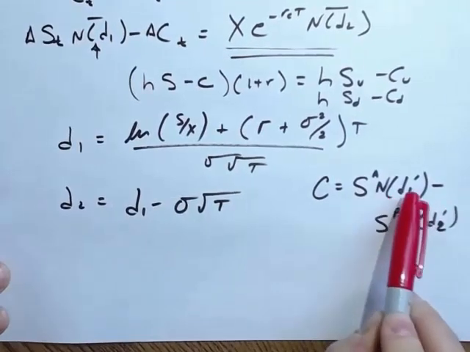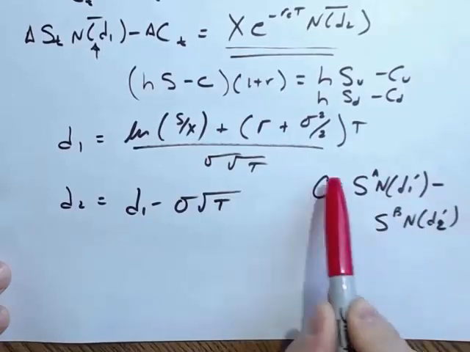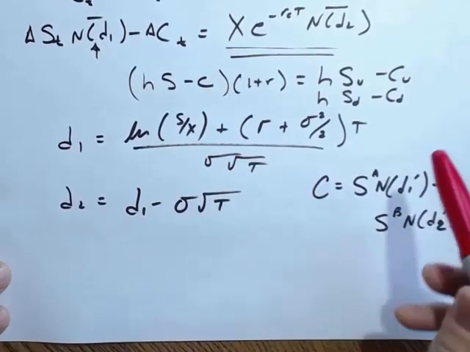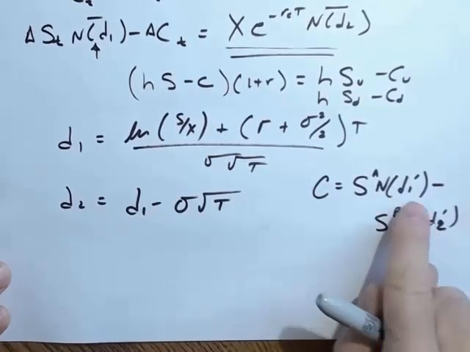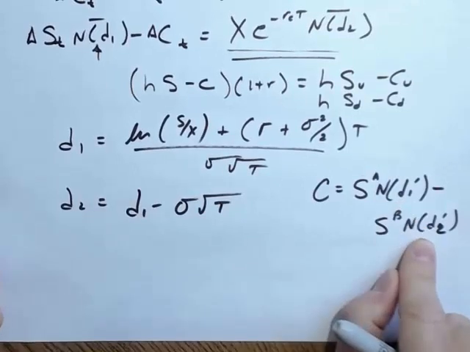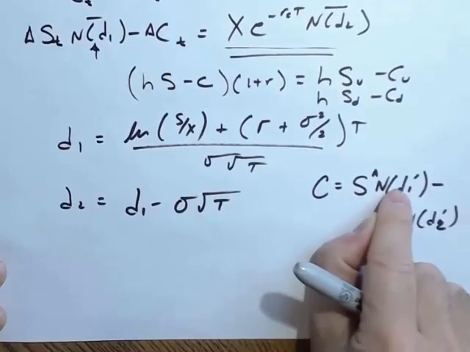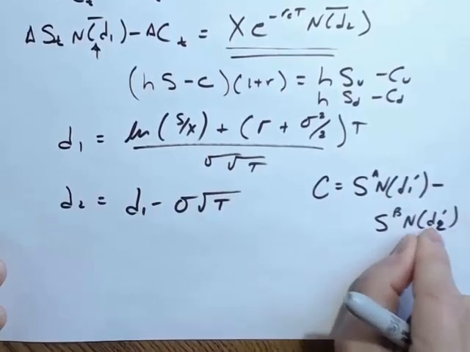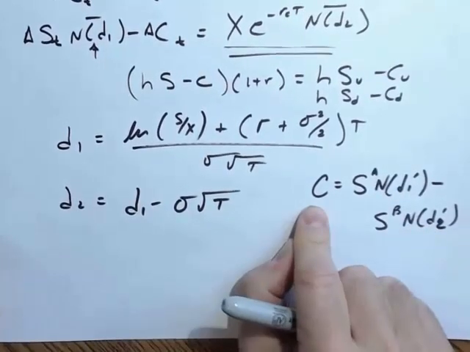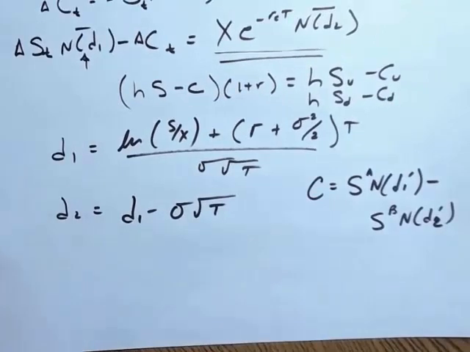Now keep in mind that these are just the right number of shares in order to value this call, but this is basically the replicating portfolio, because this is the spread. You have just the right number of shares of A relative to just the number of shares of B to value this call option.